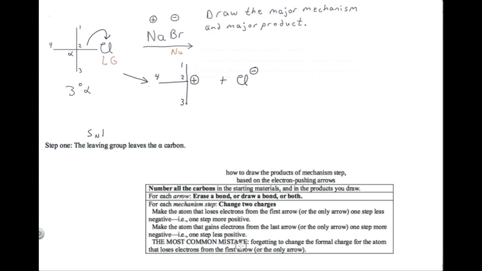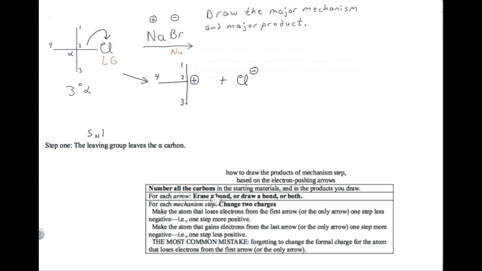The most common mistake that students make is forgetting to change the formal charge at the beginning of the arrow. The most common mistake students make is forgetting to change this charge on carbon 2 at the beginning of the arrow. But what is the most important part of these products to get right? The charges. So if you left out this positive charge, that's terrible. You have to get the charges correct. That's the most important part of the products.